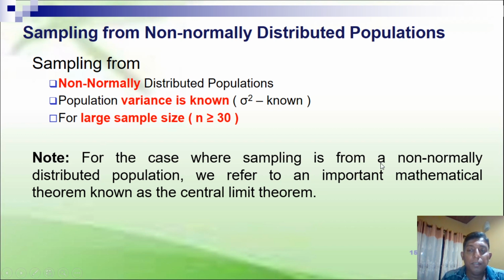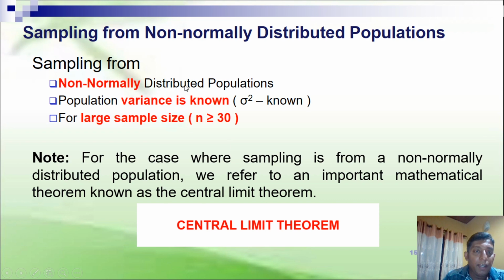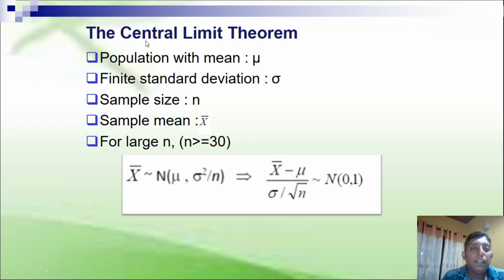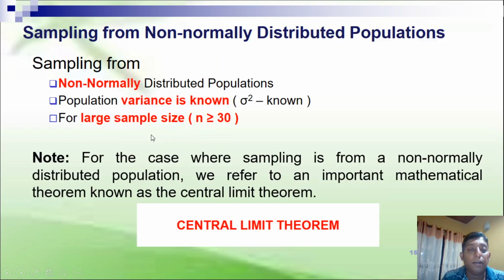For the case where sampling is from a non-normally distributed population, according to a theorem called the central limit theorem, for large samples, if you have this condition, then the central limit theorem says: population with mean mu, variance or standard deviation known, sample size n, and the sample size should be large. Large means n greater than or equal to 30. Then the distribution of the sample mean x bar also follows normal with mean mu and variance sigma squared over n.